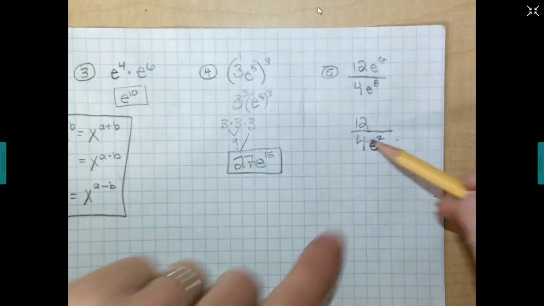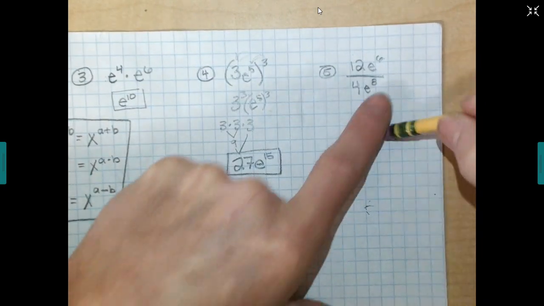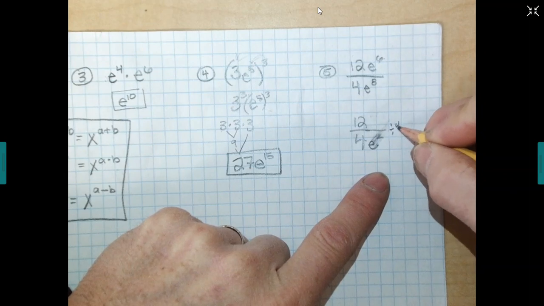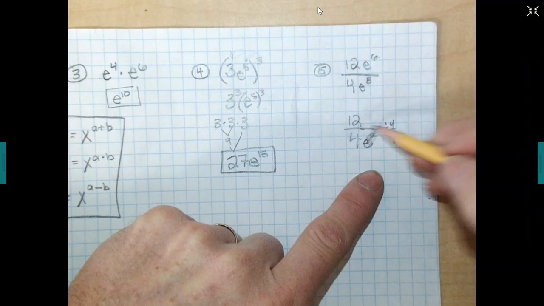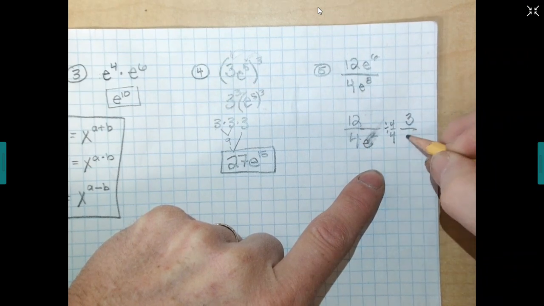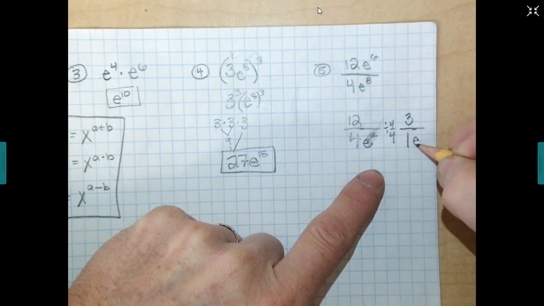Now, what's 12 divided by 4? Those are both divisible by 4. So I have divided by 4 over 4. 12 divided by 4 is 3. 4 divided by 4 is 1. E squared.